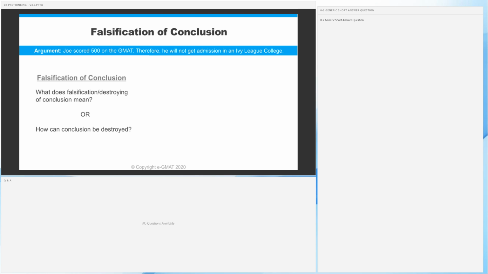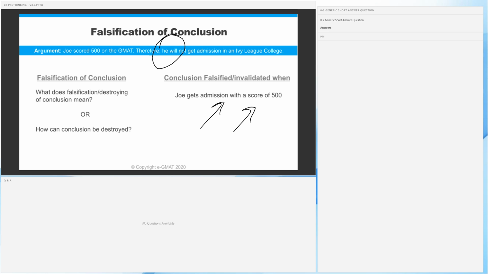All right. So with that, let's talk about what falsification of the conclusion means. Same argument over here. What does falsification or destroying the conclusion mean? In what scenario is the conclusion destroyed? If Joe gets admission with that score of 500, my conclusion breaks down. Everyone gets that? My conclusion is destroyed in a scenario where Joe gets admission with a score of 500. Why? Because the author says Joe will not get admission in an Ivy League college. Perfect.